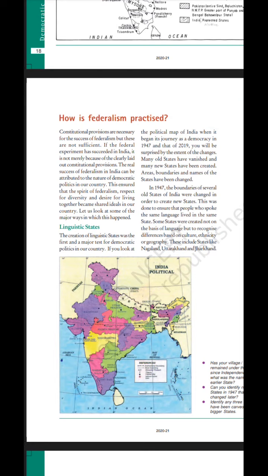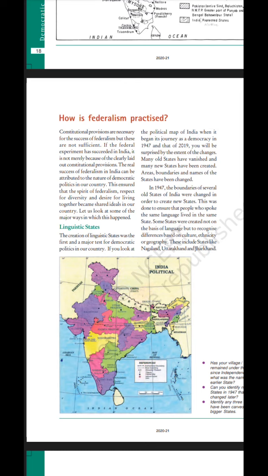Constitutional provisions are necessary for the success of federalism, but these are not sufficient. If the federal experiment has succeeded in India, it is not merely because of the clearly laid out constitutional provisions. The real success of federalism in India can be attributed to the nature of democratic politics in our country. This ensured that the spirit of federalism, respect for diversity, and desire for living together became shared ideas in our country. Let us look at some of the major ways in which this happened.